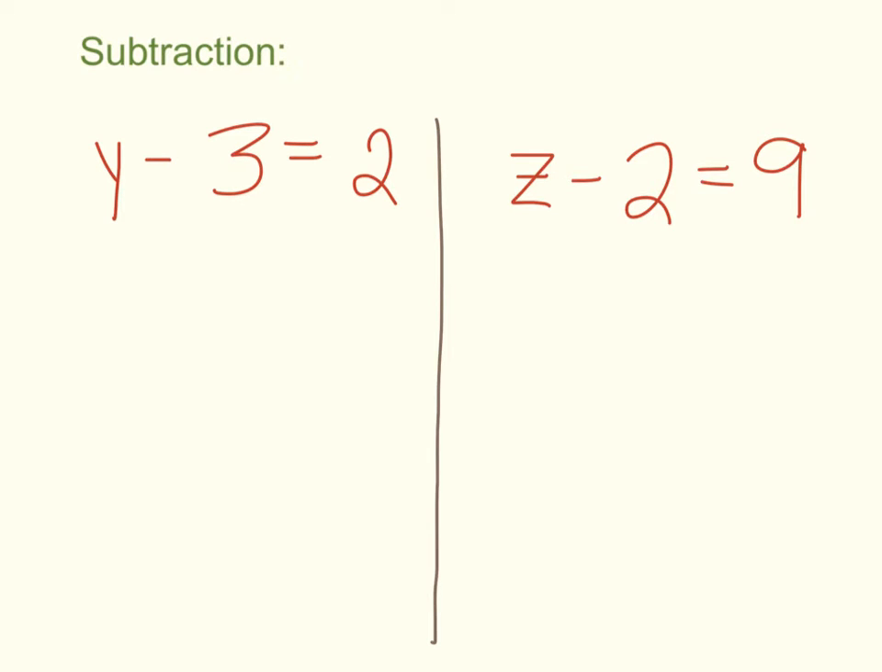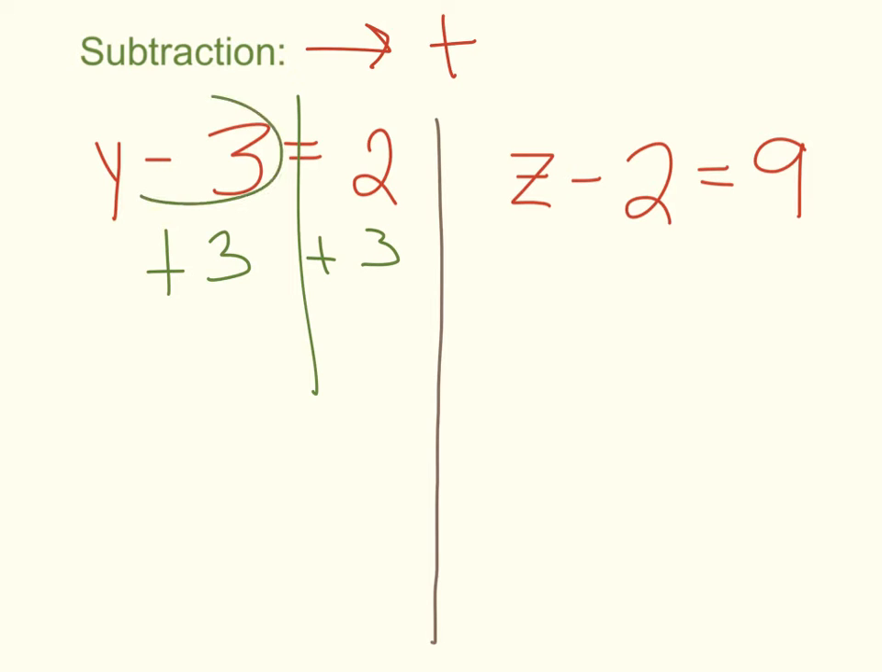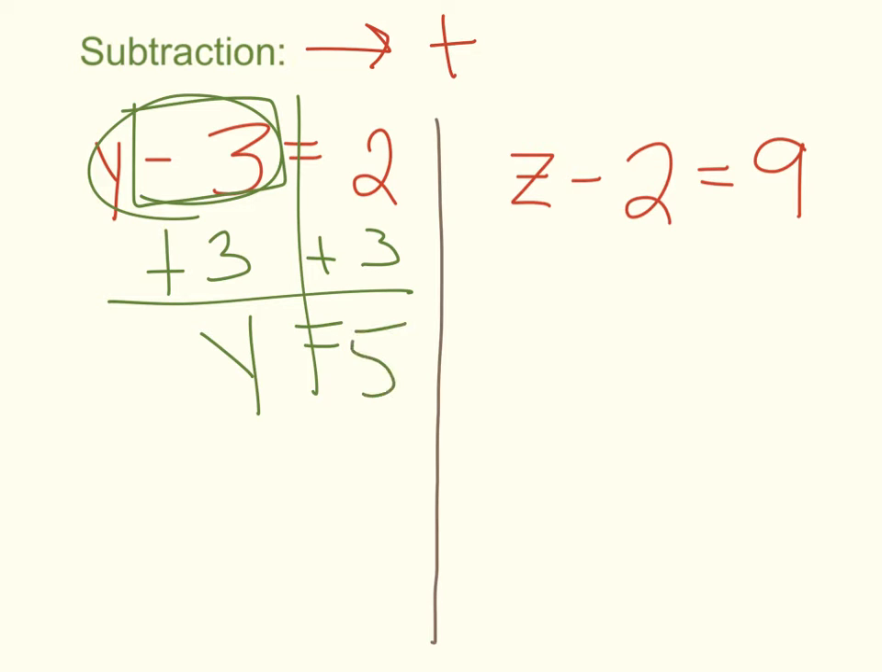If you take a look at subtraction, the opposite of subtraction is going to be addition. So we are going to add in order to find the answer, or the variable. Once again, draw your line straight through the middle. Whatever I do on one side, I do on the other side. So I'm going to add 3 because I'm really subtracting 3. I'm going to have y left over. 2 plus 3 is 5.